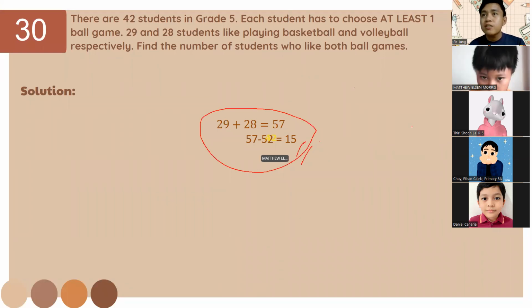Sir, 57 minus 52 does not equal 15. Okay, I'm sorry. This is 42. I didn't really check this one.